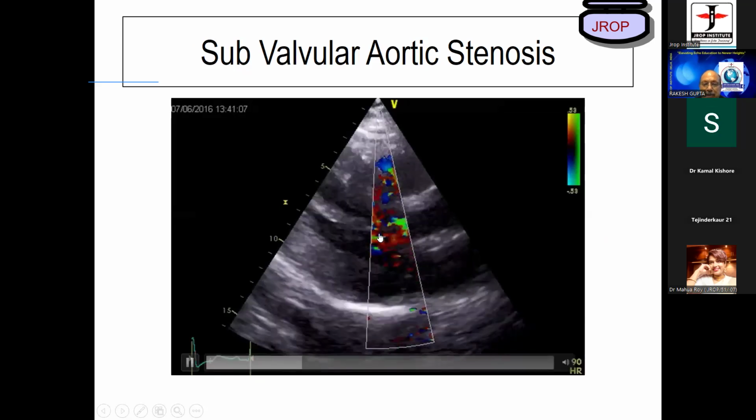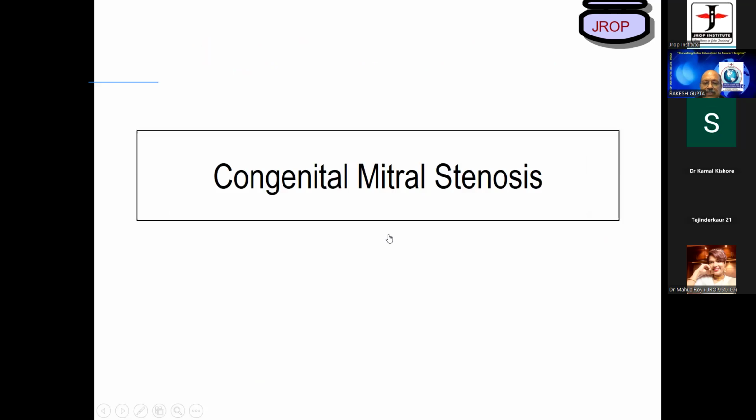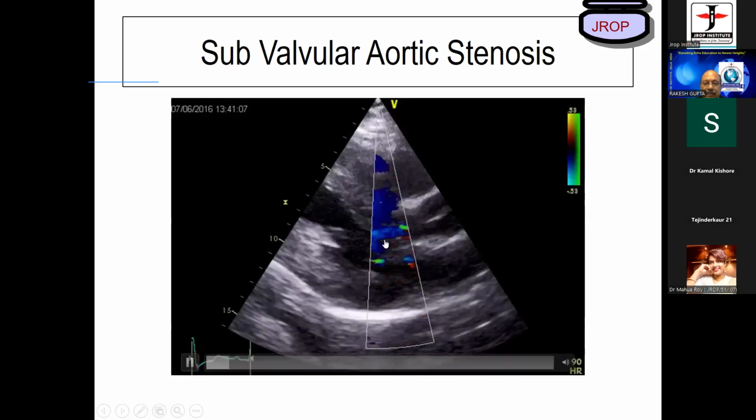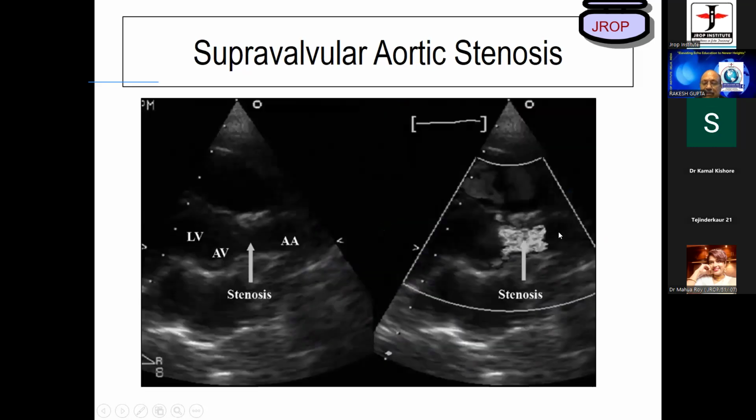There is a membrane below the aortic valve. This is subvalvular aortic stenosis. There are congenital varieties. Whether it's supravalvular or subvalvular, we need surgery.